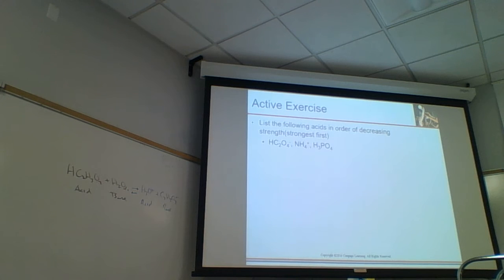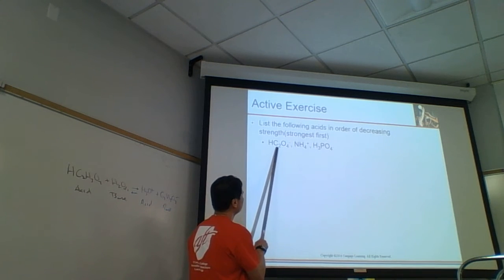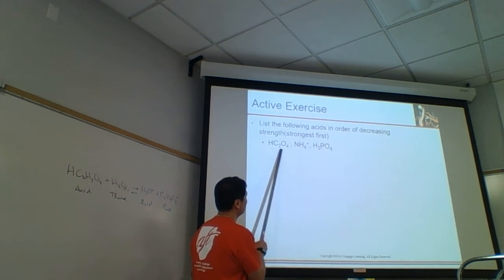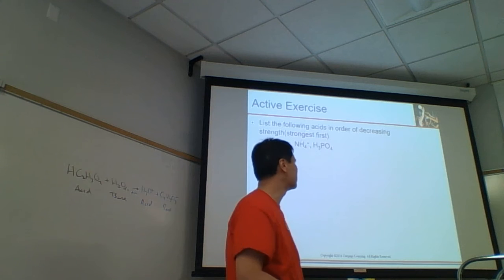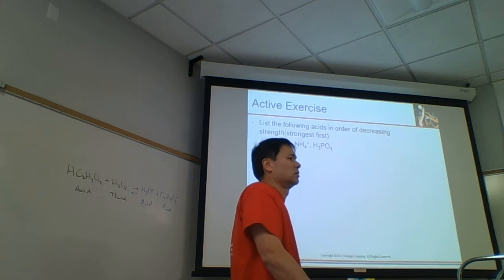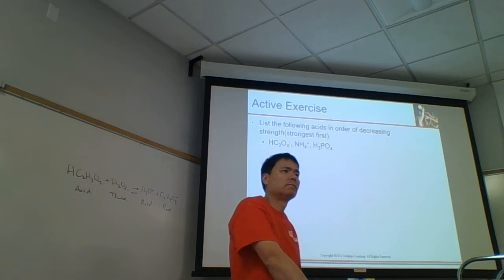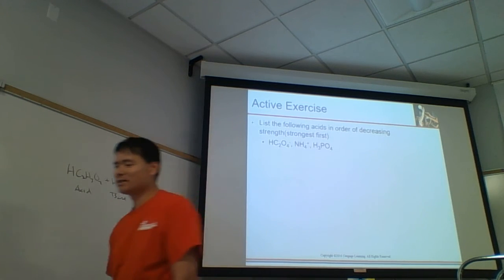So, list the following acids in order of decreasing strength. Which of these acids is strongest? This one's called the hydrogen oxalate ion. Oxalate is C2O4 2 minus, and then we throw on an H plus, so hydrogen oxalate. This is ammonium. This is phosphoric acid. Just take a guess. Which would you guess is the strongest? Phosphoric acid, you're right. Phosphoric acid is the strongest.